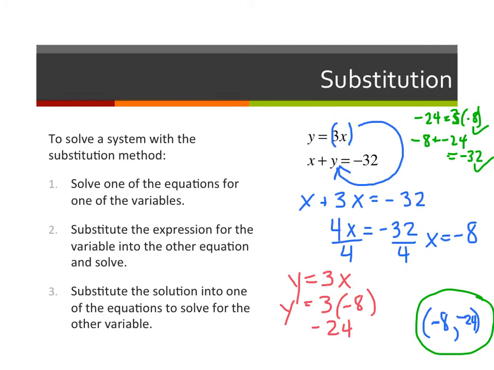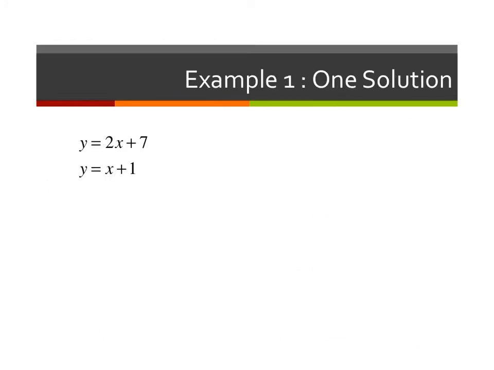Let's try another one. On this one, you have y equals 2x plus 7 and y equals x plus 1. Now you already have both equations solved for y, so you can take and plug one into the other. In other words, I'm taking the two x sides of the equation and setting them equal to one another, giving me an equation that I can now solve.